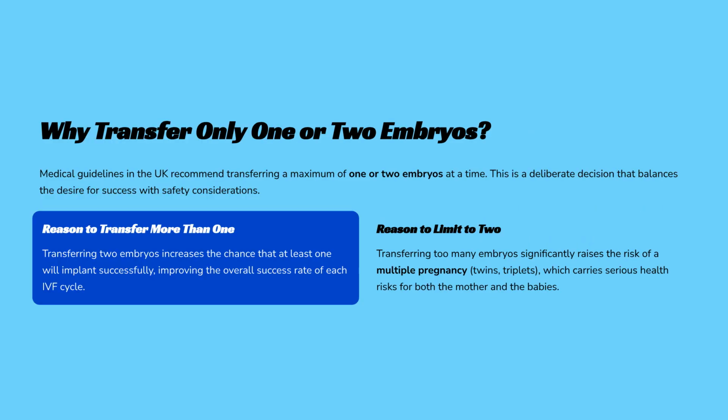In the UK, guidelines recommend transferring only 1 or 2 embryos at a time. While transferring more increases the success rate of a single cycle, it significantly raises the risk of a multiple pregnancy, which can be dangerous for both the mother and the babies.